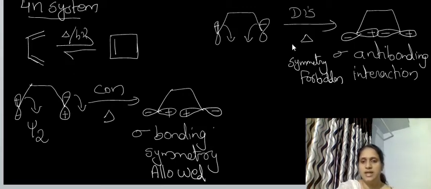Whereas when it undergoes disrotation, that is both the orbitals rotate towards opposite sides in the presence of heat, it forms a sigma anti-bonding interaction, and here symmetry is forbidden.